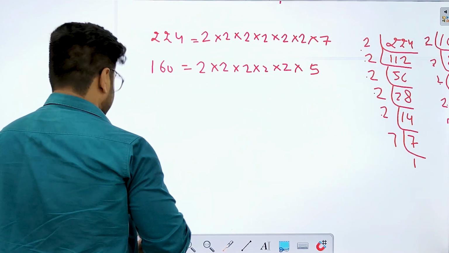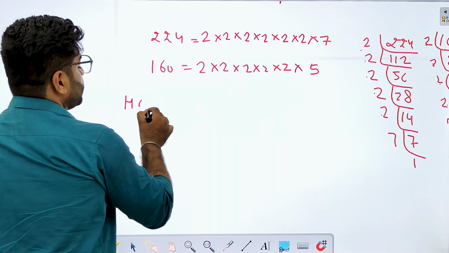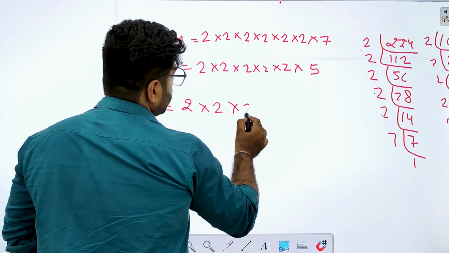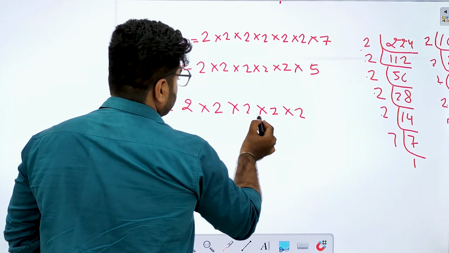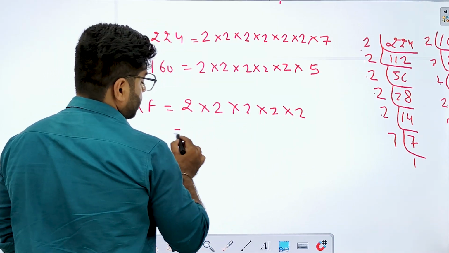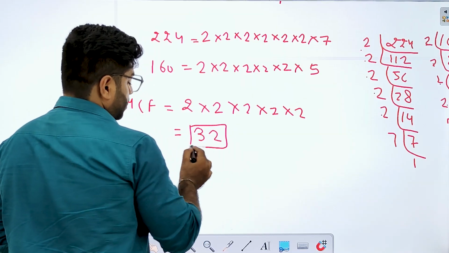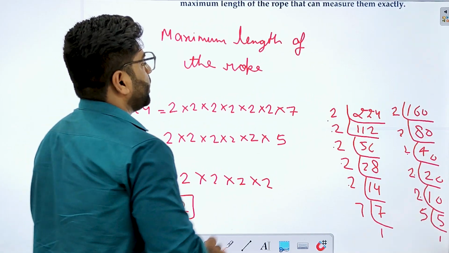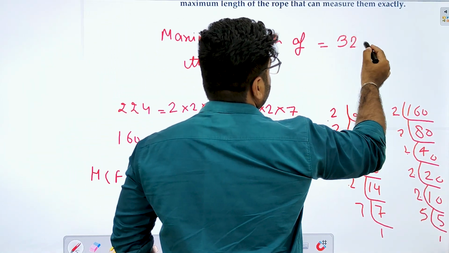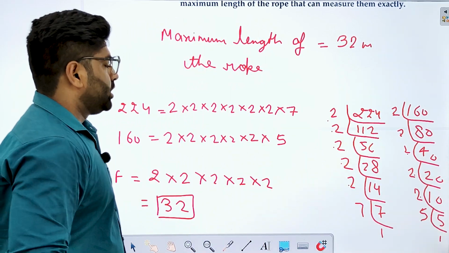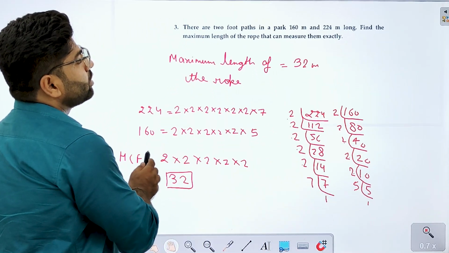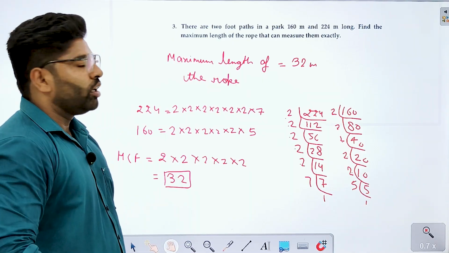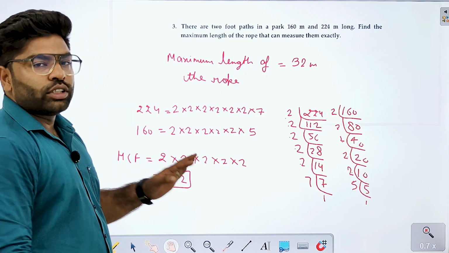Okay, now we have to find out the HCF. So HCF is 2 five times, that is 2, 4, 8, 16, 32. So we have to take a rope of 32 meter in length, which can measure these two fields of length 160 meter and 224 meter long. Okay, so now I hope this is clear.